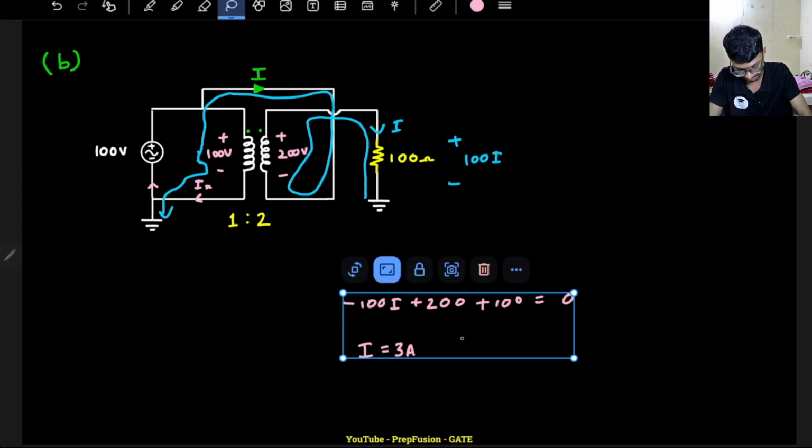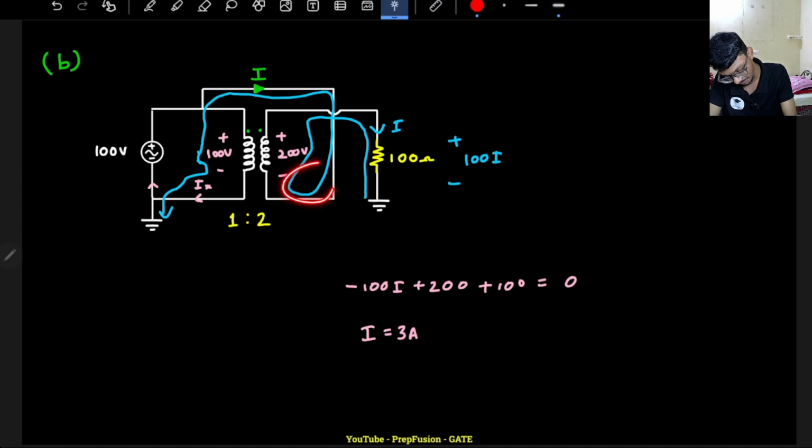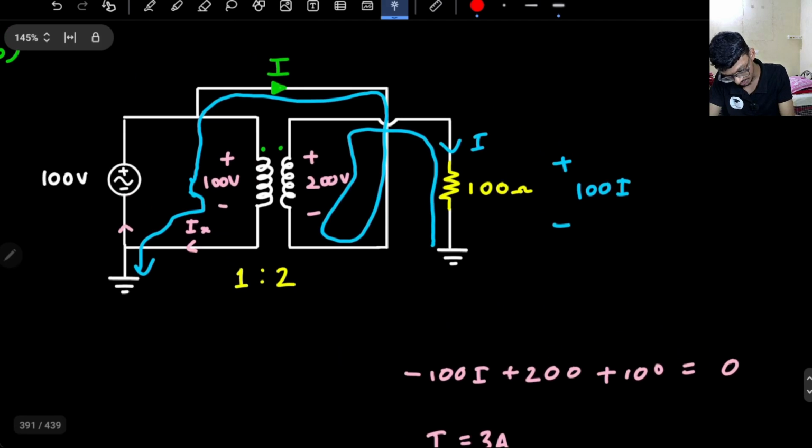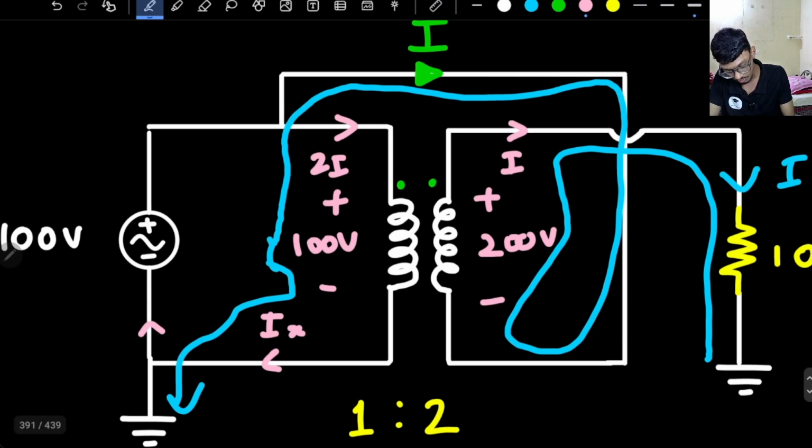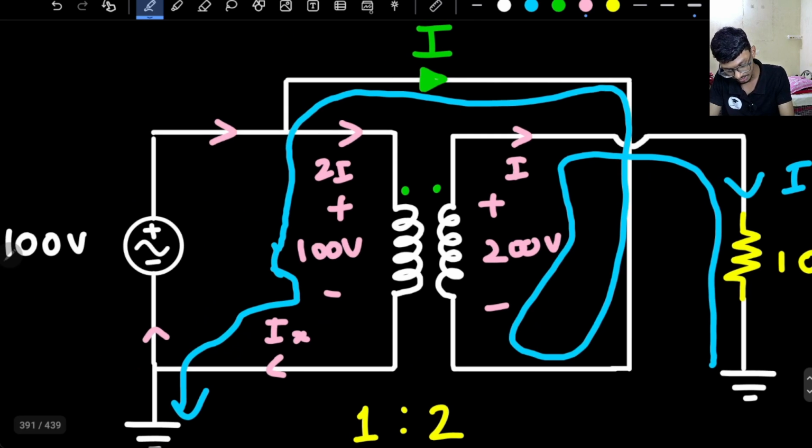But what about the other currents? What is the other current? So if I is 3 amperes, what will be the current here? So I is this current, right? I is this current basically. Correct? This is the I current. So here, according to turns ratio, this current will be 2I. So the current through the supply will be I plus 2I, that is 3I.